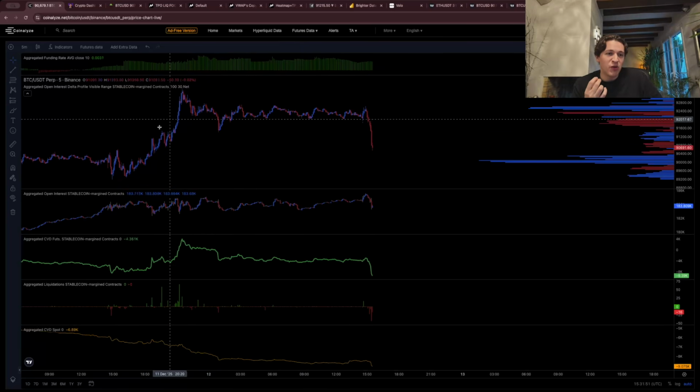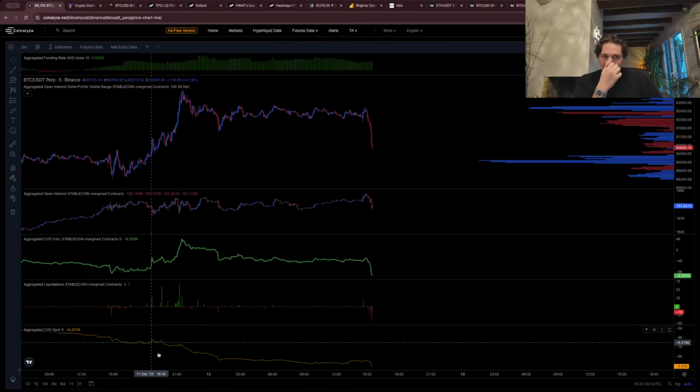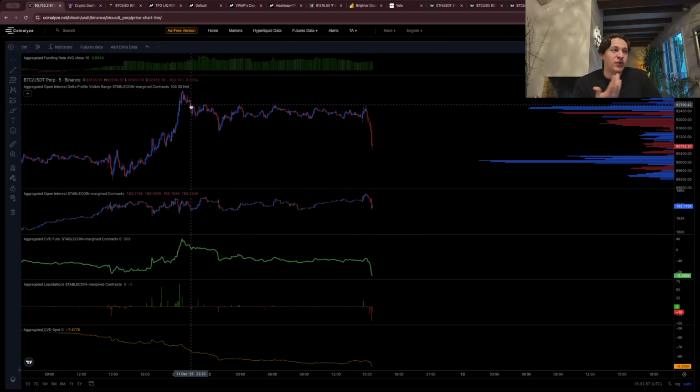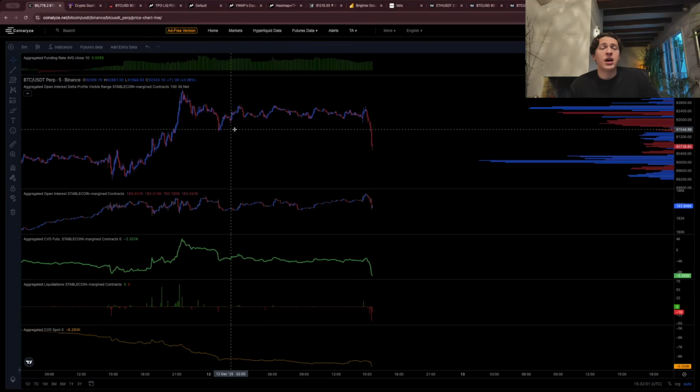Okay, the CVD spot here, we were bouncing here and the CVD spot was selling. So that was bearish as fuck. Longs were entering, like that was like an easy short. So that's why I stayed in my short. So these are all the positions.